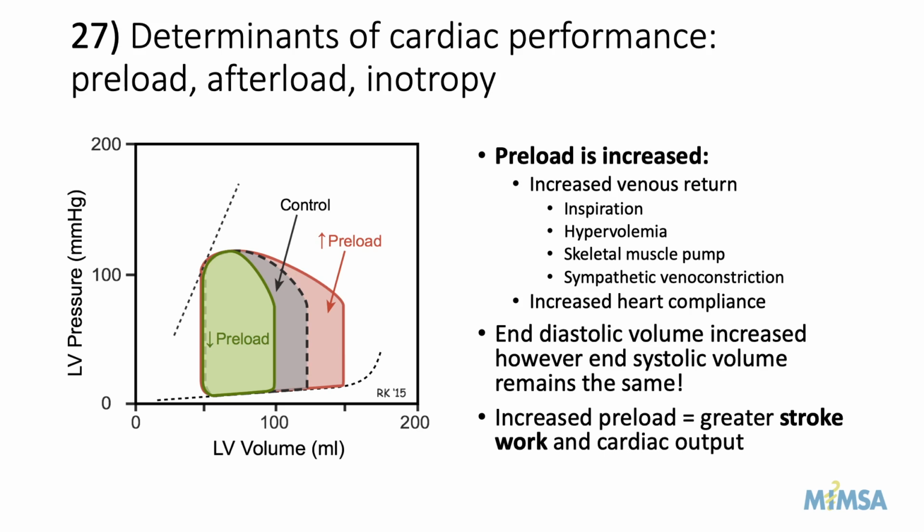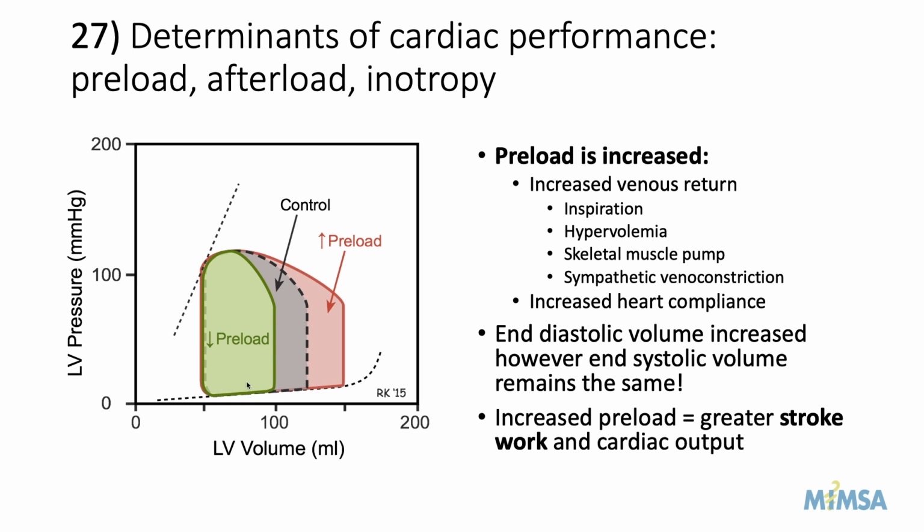But if you have increased heart compliance, if more blood is allowed to come into the heart and stretch the heart out, that means that your preload is increased. Because your preload is basically your end diastolic volume. If you have a higher end diastolic volume, then your preload is increased. So usually it's about 120 milliliters, but if your preload is increased, then your end diastolic volume is increased. Here in this case, it's about 150 milliliters.